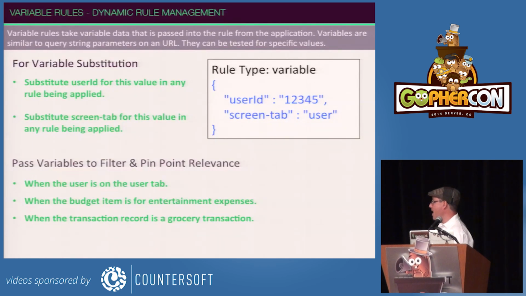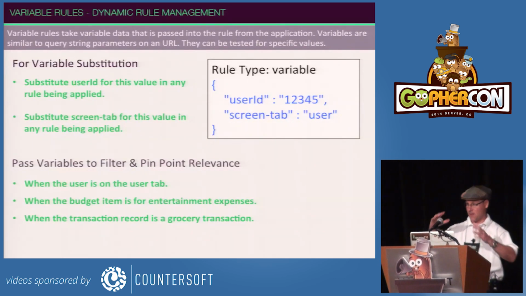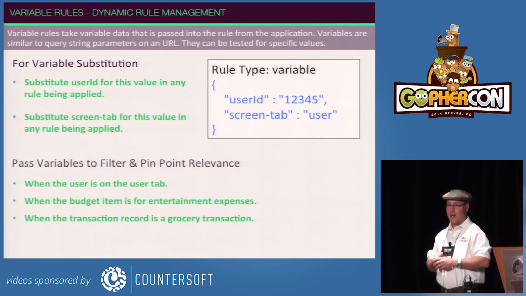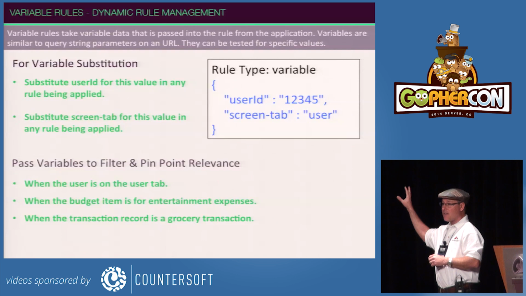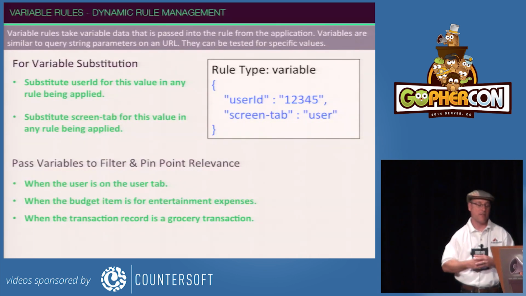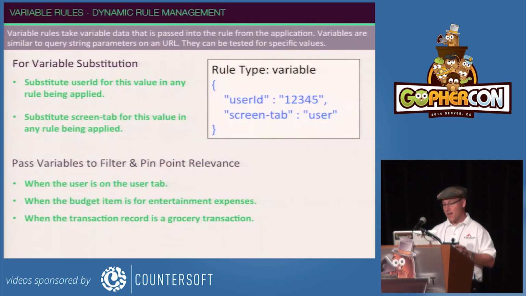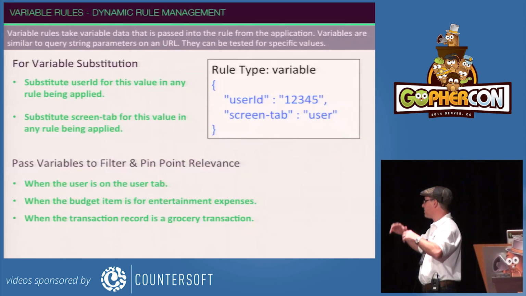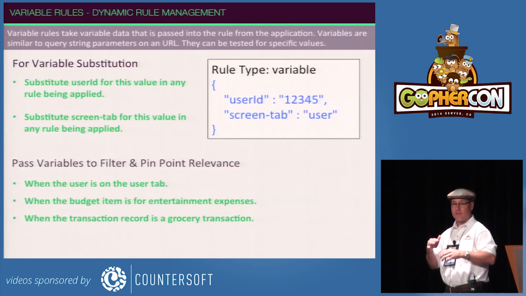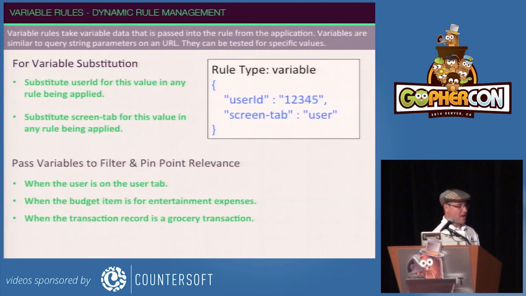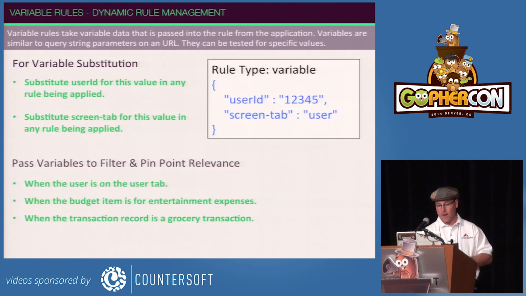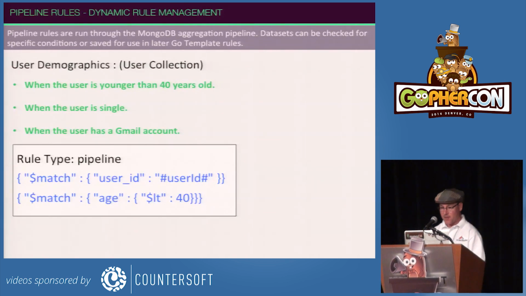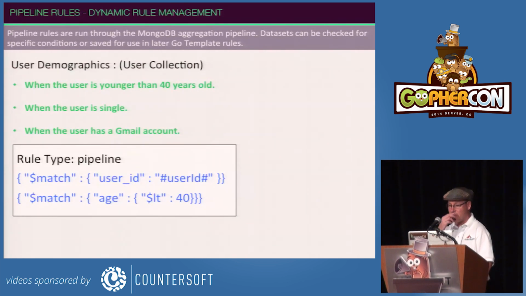So here, we're just passing data in. You notice that everything looks like JSON, and it does. It's very compatible with the way Mongo works, and it becomes very easy to translate these things into the Mongo driver. Plus, this is something that maybe not a full-blown, heavy-duty developer can also handle. So we were also looking for that. And these are questions, when the user's on the user tab, when there's a budget item, these types of things we can resolve with that.